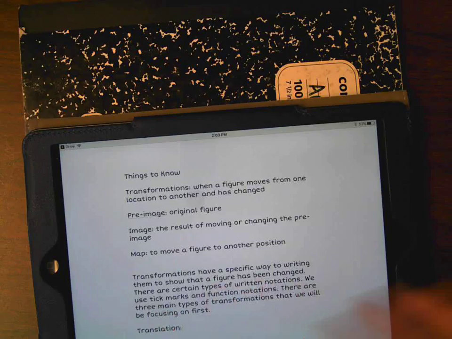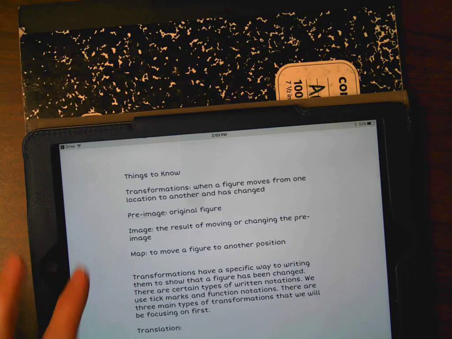Okay? The next thing that you need to know is the word map. Now, some of you have heard of maps and you think of a picture of a map that shows you something. Well, that's kind of like it. But in math, when we say the word map, we're talking about how are we going to change the preimage to map to the image. So that's our job as mathematicians, to figure out what happened to it. What was the change? Was it a translation, a slide? Was it a rotation, where it turns? Or was it a reflection, where it flips? So what we call it is mapping.